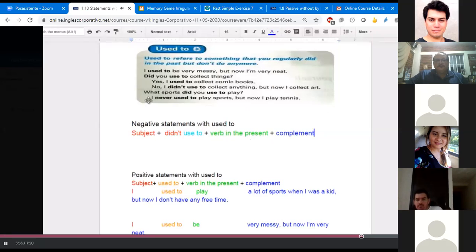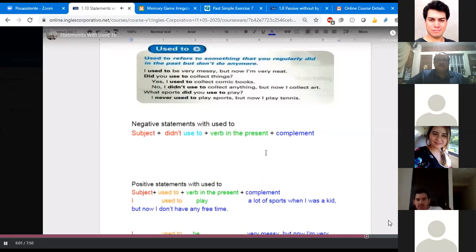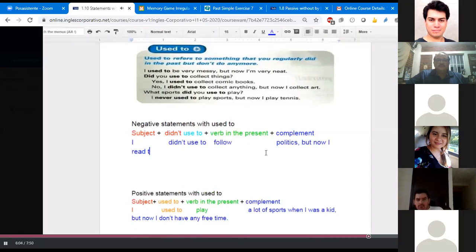So in this case, I'm going to go ahead and write a couple of examples here. Some of the ones that I mentioned as we began the class.